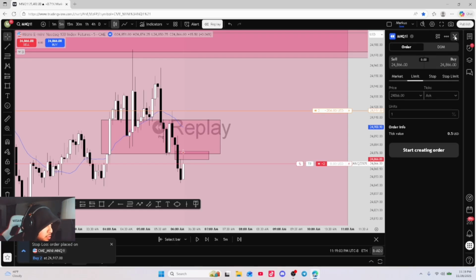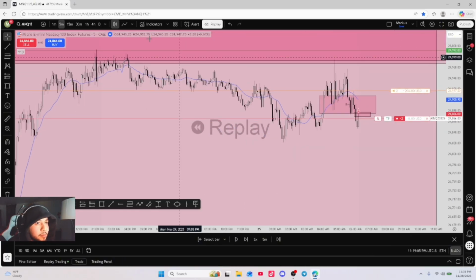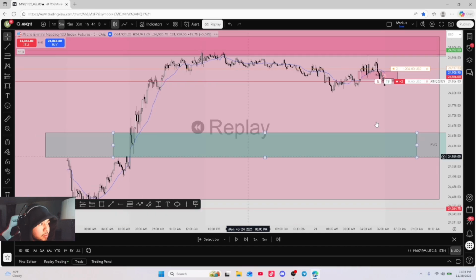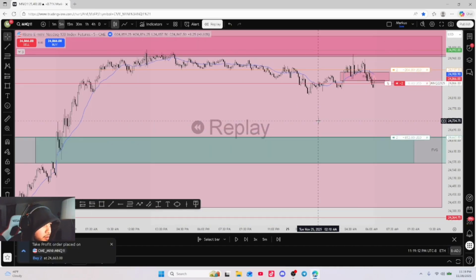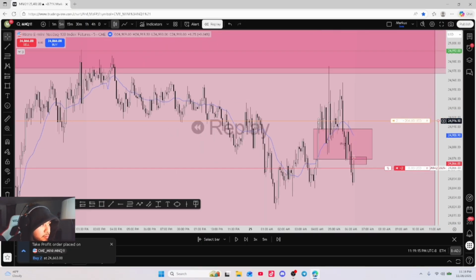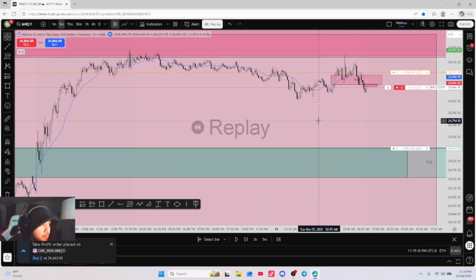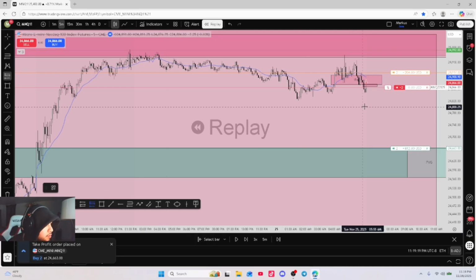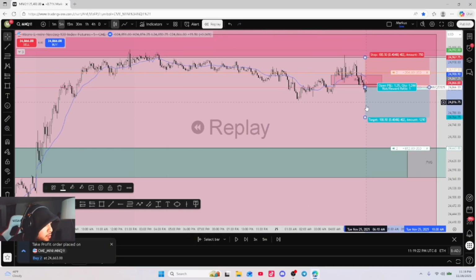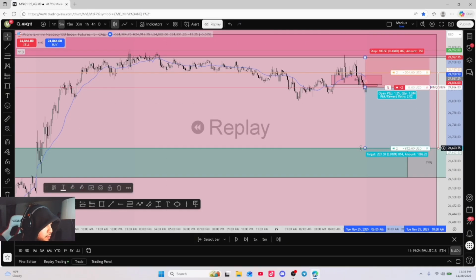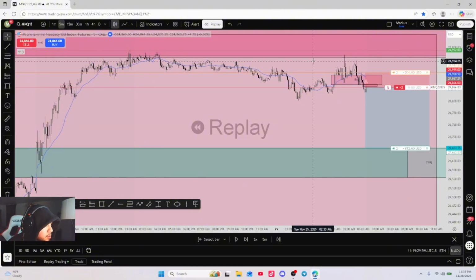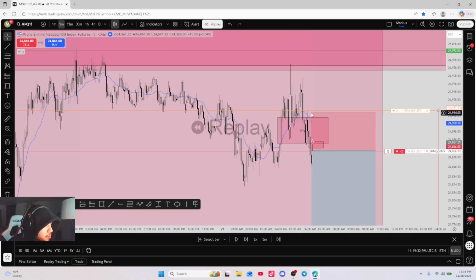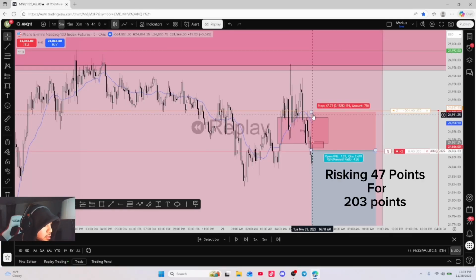So we're risking 200 to make 812. Okay, so we're going for what, a 1 to 4. I'm pretty sure this is 1 to 4. So we're going for a 1 to 4 risk to reward. We're risking 191 points. Is that 191 points or 47? I'm not sure, but a stop loss is definitely not big.